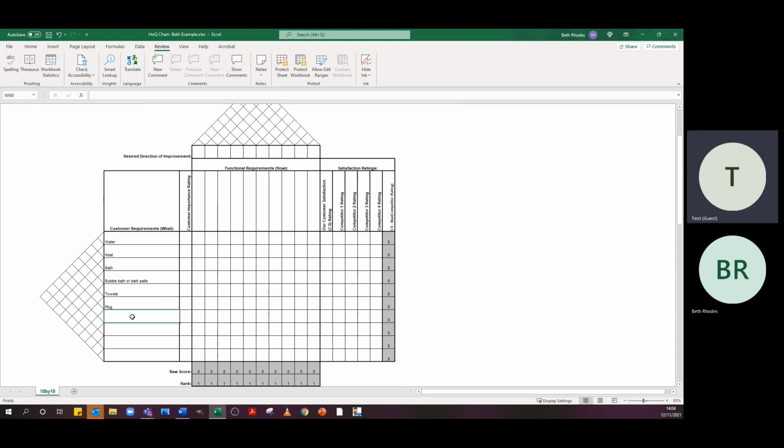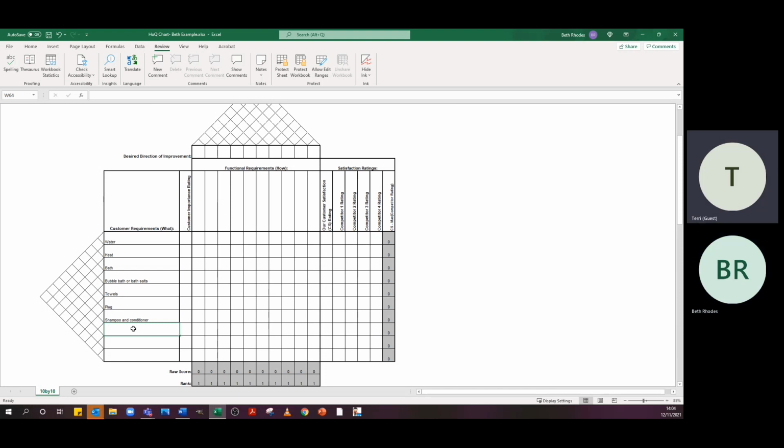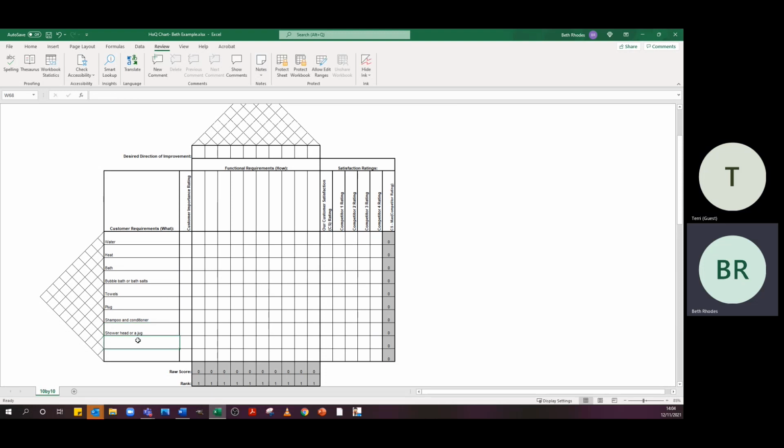Well, they might want shampoo and conditioner. So what else might they want if they want shampoo and conditioner? How are they going to wash it out? They could want a cup or a shower head, maybe, depending on your bathroom. What else might you want when having a bath?